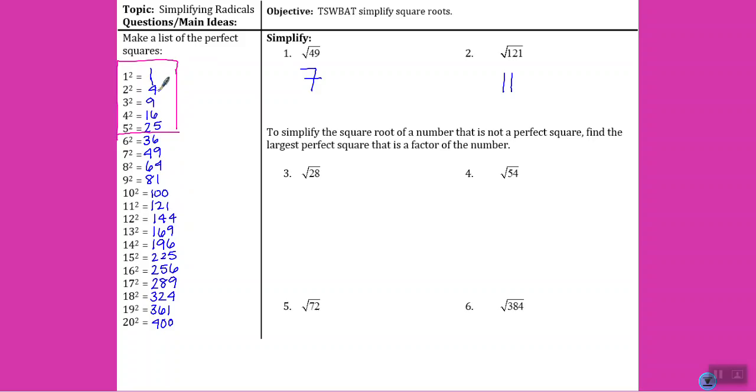It would be 4, because 28 is 4 times 7, which means it's the same as the square root of 4 times the square root of 7. The square root of 4 is 2. The square root of 7 is a decimal, so we're just going to leave it as square root of 7. So the square root of 28 simplifies to 2 square roots of 7.